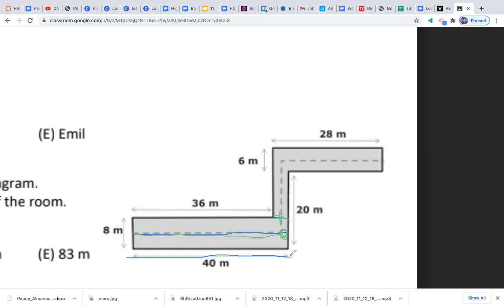So the bottom tells us that it's 40. Now the top, which does not include this one over here, gives us 36. So the difference between them must be this little piece over here. Let's do the math. 40 minus 36. You already know that is 4, right? 4 meters. So this is in fact 4 meters.